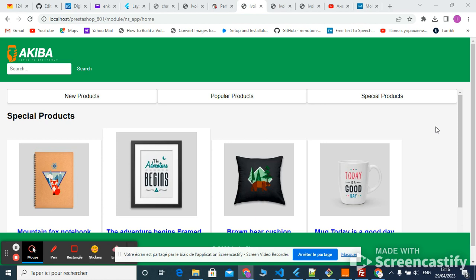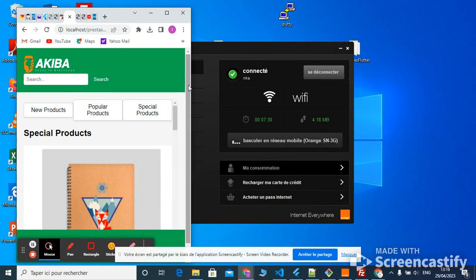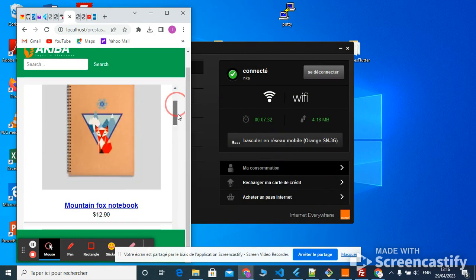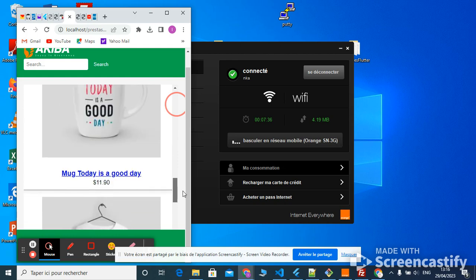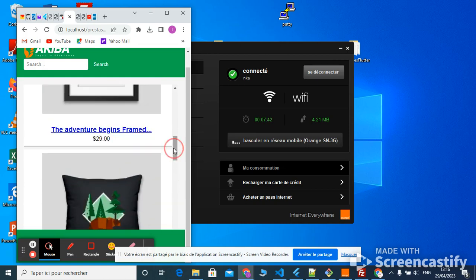So guys, this is what I built. You see, it is responsive. I didn't finish yet, but it is responsive. I show only the description, the name of the product, the price and the image, and I will do it in a YouTube style.